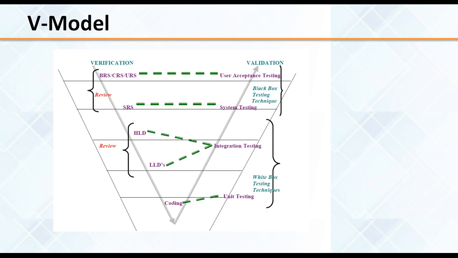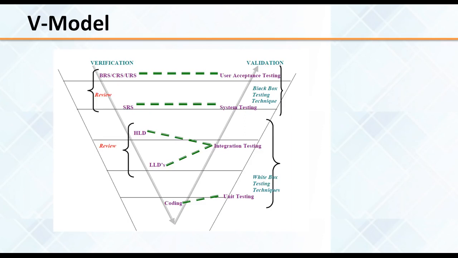Again we need to change the code. Again we need to change the design document. Again we need to refer to the requirement. All these things we need to repeat. To avoid that, the V model came into the picture. So in the V model, if you observe this particular diagram, you can understand.